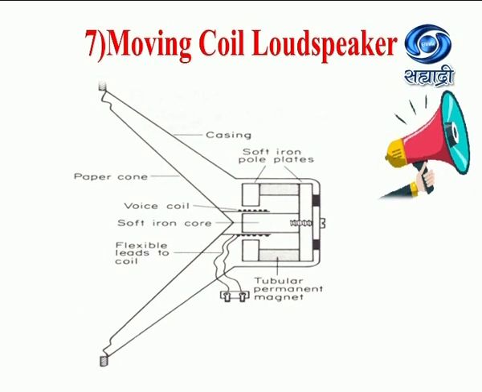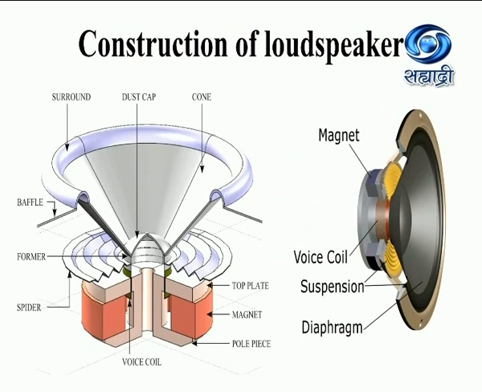Here if you observe the diagram, we have soft iron pole plates, then a tubular permanent magnet, then we have coils, the voice coil it is called, then a soft iron core is there, then flexible leads are there, and we have a paper cone to convert the sound energy. So this is the construction of the loudspeaker.